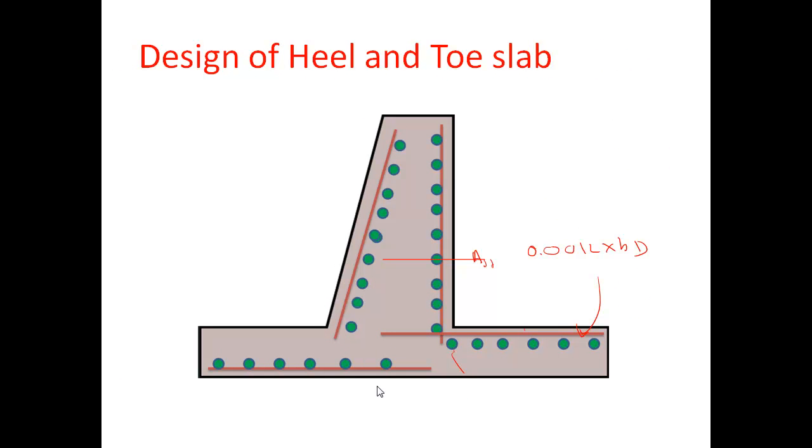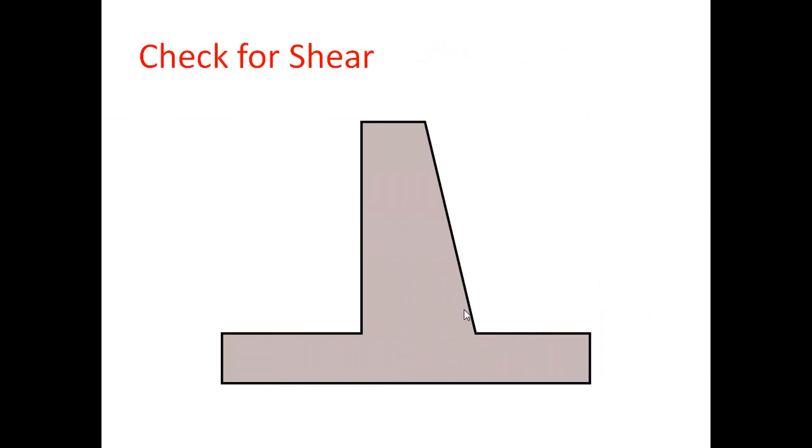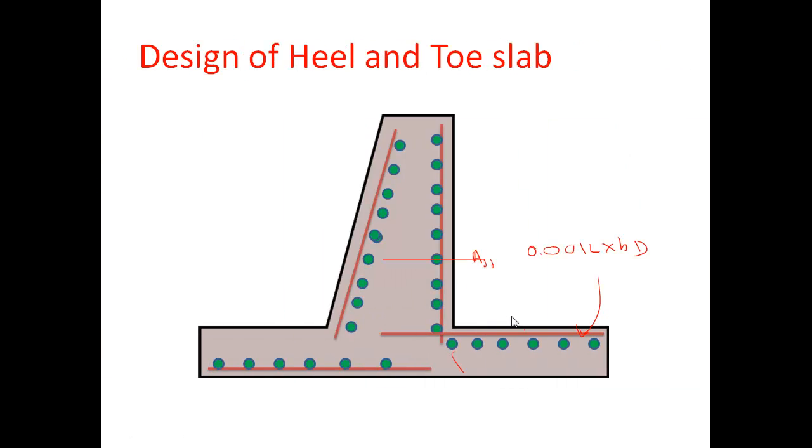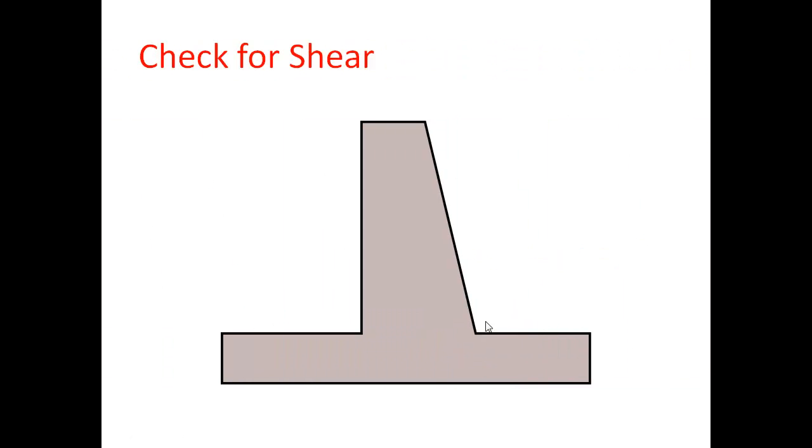This is the diagram. After giving the reinforcement, we will check for shear. Generally, for the base slab, the effective depth is d. We are calculating the shear stress developed at a distance d from the face. Generally, we don't need any shear reinforcement, but if you need, you can give minimum shear reinforcement.